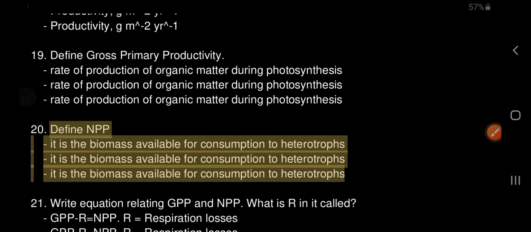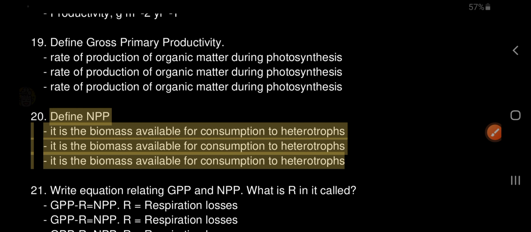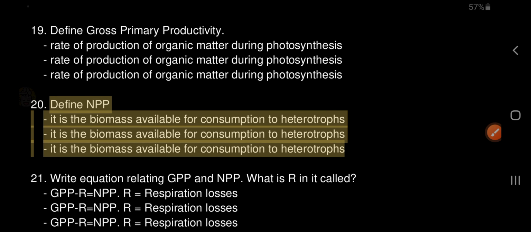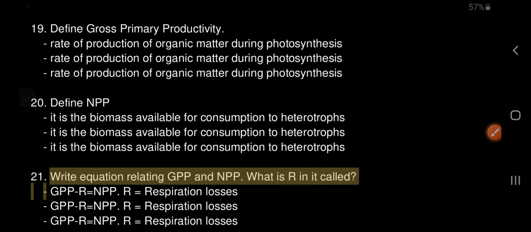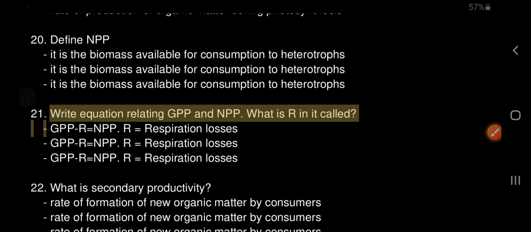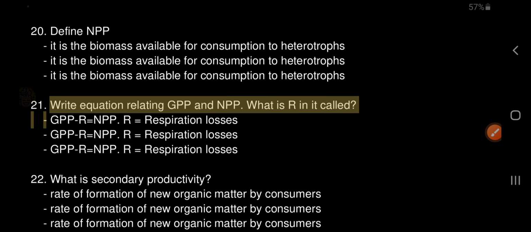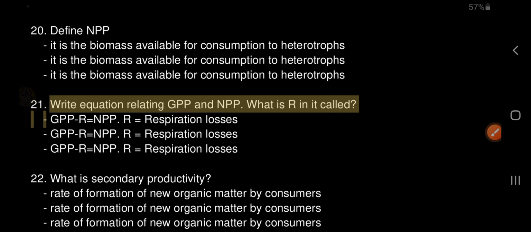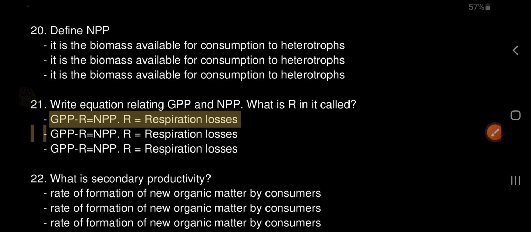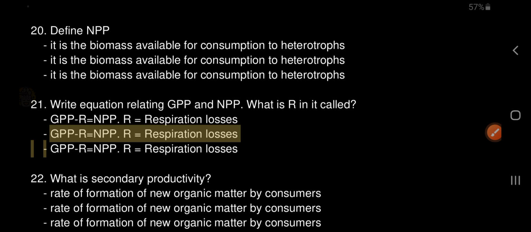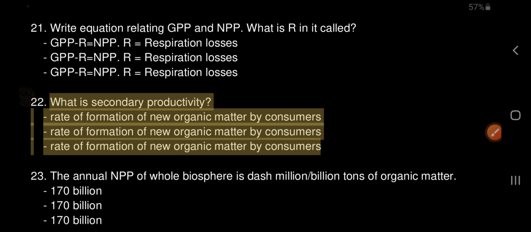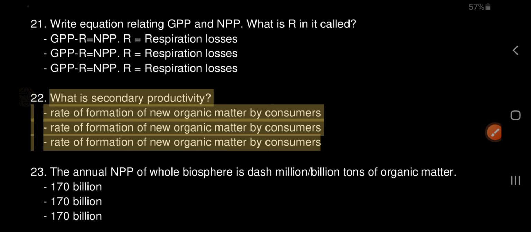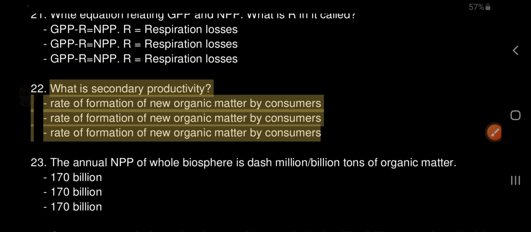20. Define NPP. It is the biomass available for consumption to heterotrophs. 21. Write equation relating GPP and NPP. What is R in it called? GPP minus R equals NPP. R equals respiration losses. 22. What is secondary productivity? Rate of formation of new organic matter by consumers.